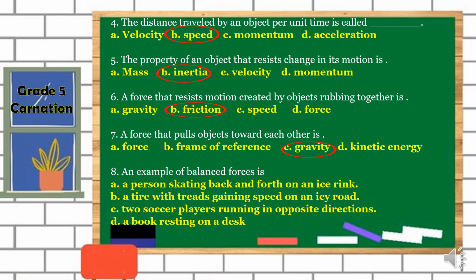Number 8. An example of balanced forces is blank. A. A person skating back and forth on an ice rink. Letter B. A tire with treads gaining speed on an icy road. Letter C. Two soccer players running in opposite directions. Or letter D. A book resting on a desk. So the answer is D. A book resting on a desk.